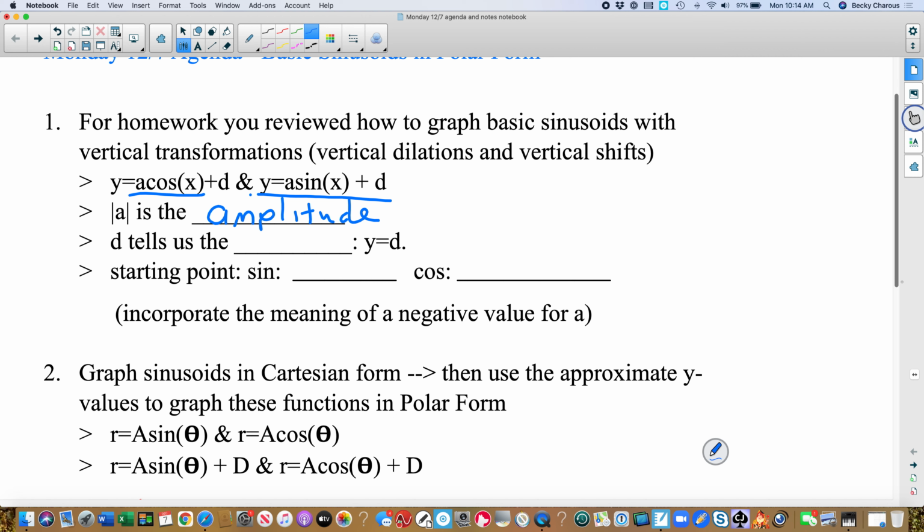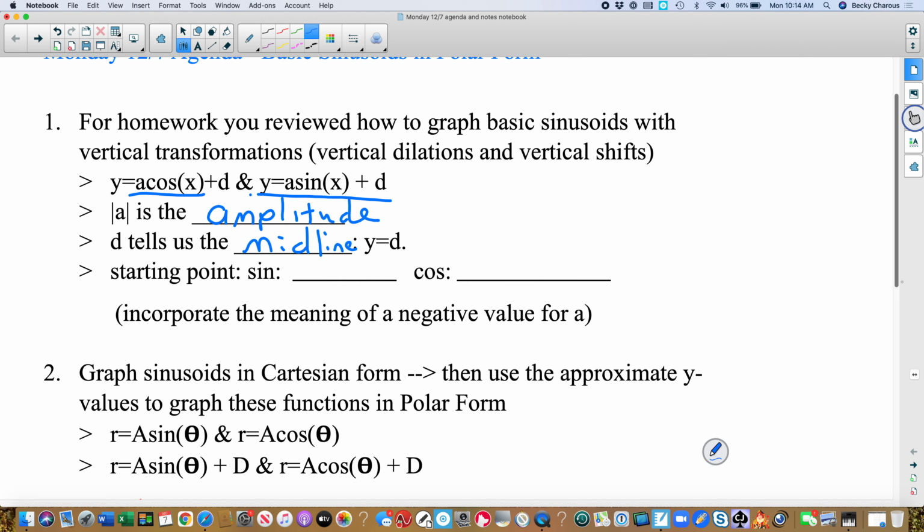Okay, what does d tell you if you're graphing something like that? The midline. Yeah, it tells you the midline. So y equals d is going to be the midline. I just want to talk about it for a minute. And then the other thing you need to know is where you start these graphs, because once you know where to start, they follow that nice pattern.